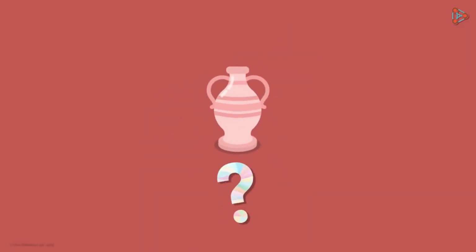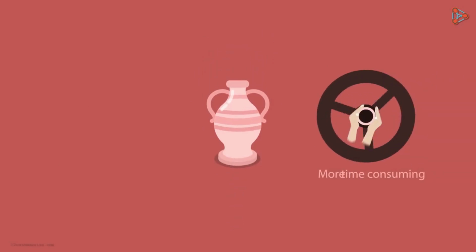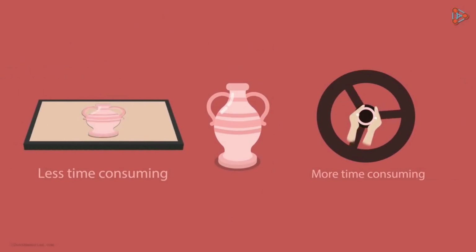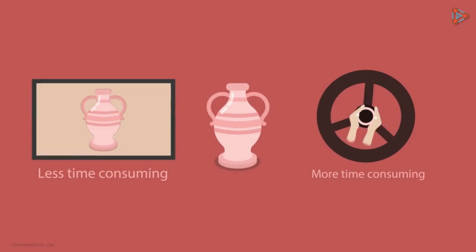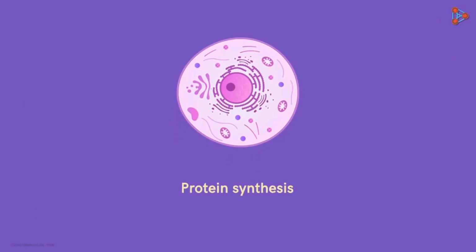Imagine we have a beautiful article with us. What if we want to make a copy of it? The best way would be to make use of a cast or a mold. Similar strategies are used by our cells. The most important task for a cell is to synthesize proteins based on the codes in DNA.